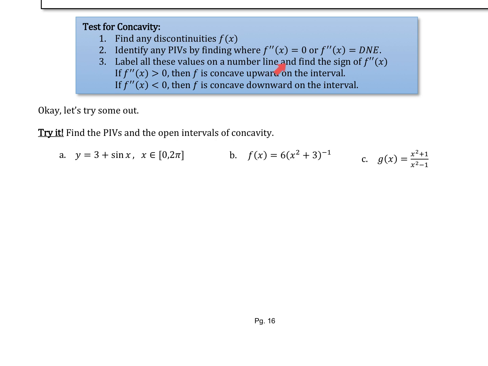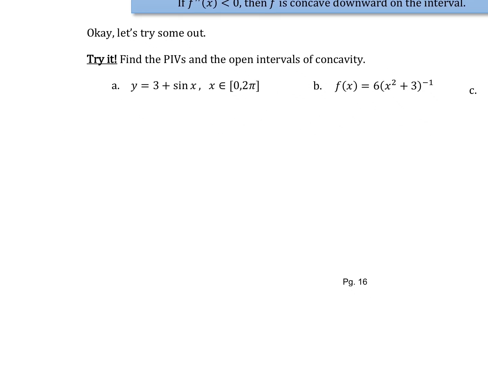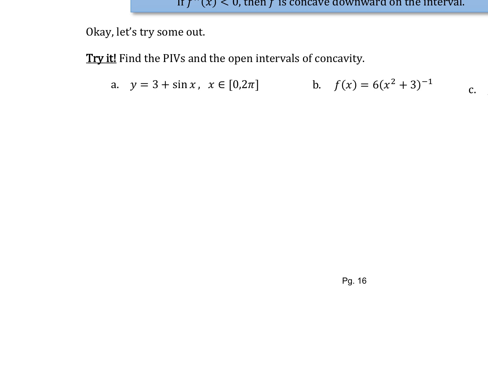So we're going to make a number line. We'll find the sign for f double prime, and we'll see when it's greater than 0, it's concave upward. When it's less than 0, it's concave down. So let's look for some derivatives here.